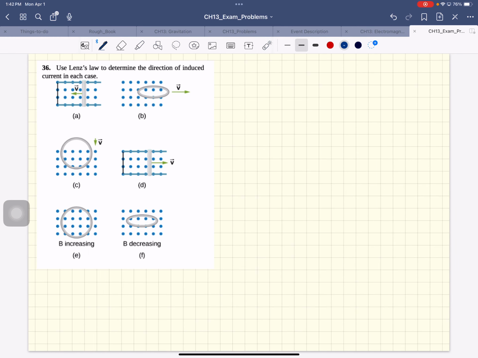Okay, let's do a couple of these. Use Lenz's law to determine the direction of the induced current in each case. The magnetic field here is coming out of the paper. If you move it to the right, the flux coming out of the paper increases. So the induced current needs to decrease it. So the induced current would be clockwise.